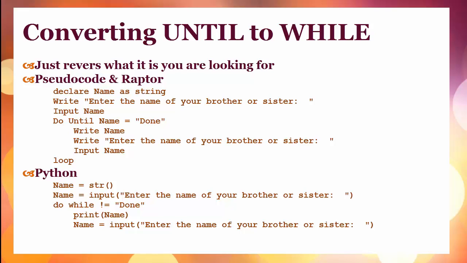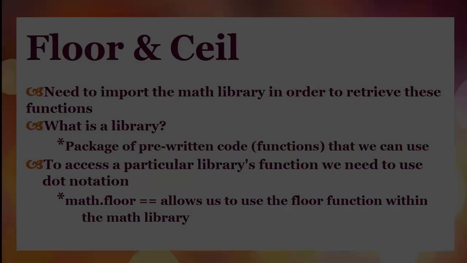In Python, we're going to declare our name as a string, and then we'll prompt for the name of the brother and sister, but our loop logic is going to be a little different. It's going to read while name is not equal to the word done. So basically we're just reversing what it is that we're looking for.